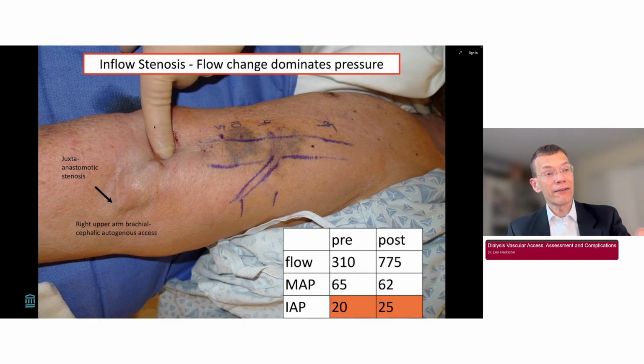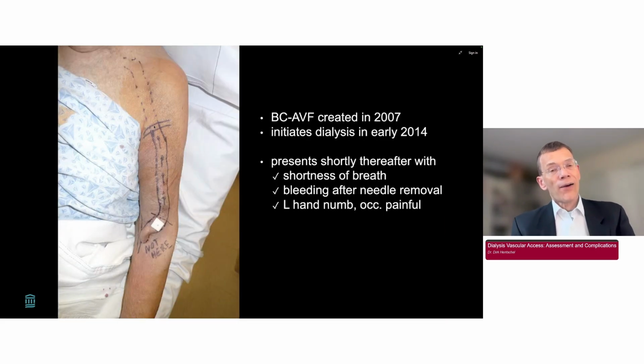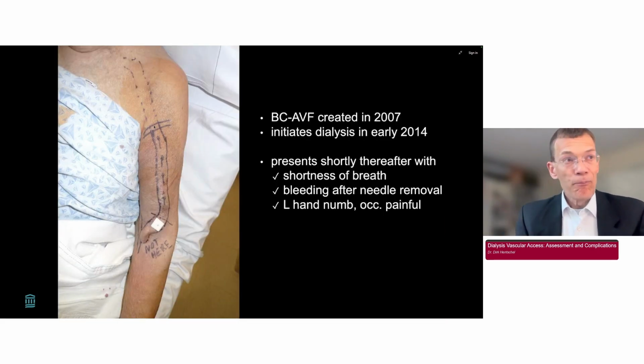And you can see here the intra-access pressures before and after angioplasty, and they stay within the normal range, but post-angioplasty, you have access flows that go from 300 to 800, and so you stop recirculation and you allow sufficient augmentation with that amount of flow. Move on to the next case.